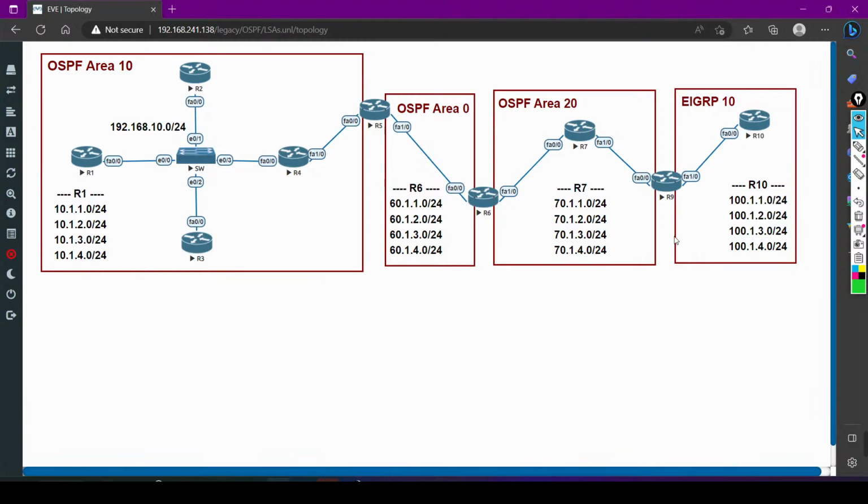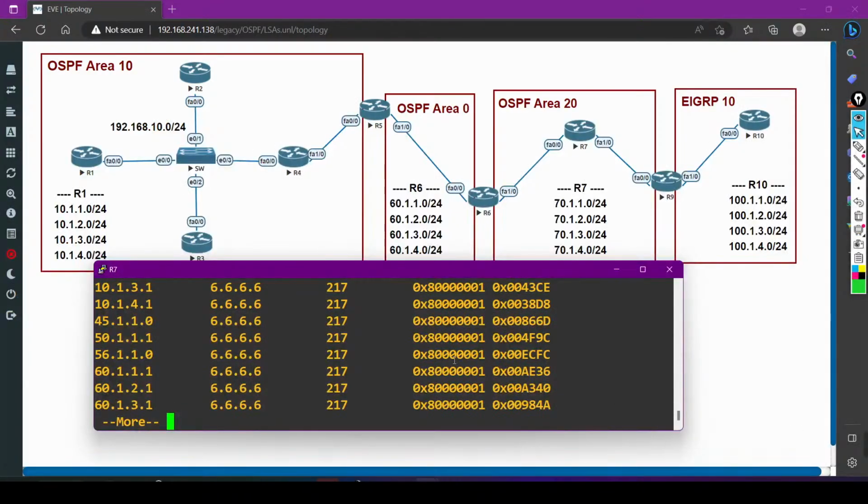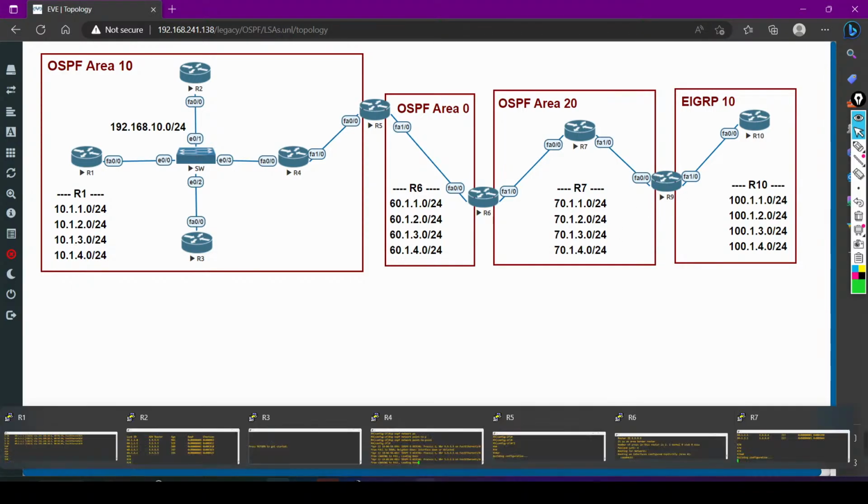Now I am going to configure router number 9. Before that, let me save the configuration. Where is router 8? Okay, router 8 is not there.